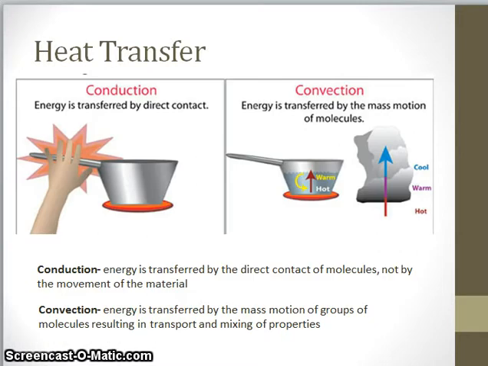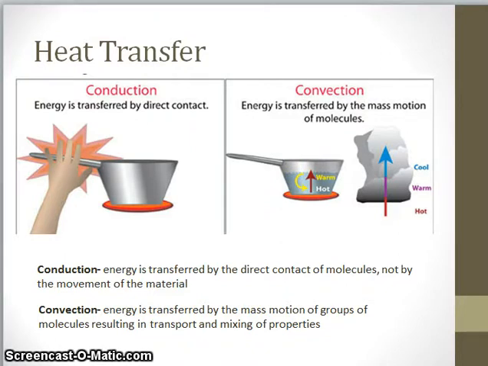Now, it's important that you understand ways that heat can be transferred. We're not talking about energy coming in; we're talking about what happens once the surface of the planet has warmed up. There are three methods of heat transfer that I want you to be able to talk about. The first two are conduction and convection, and people typically use a stove to show this.